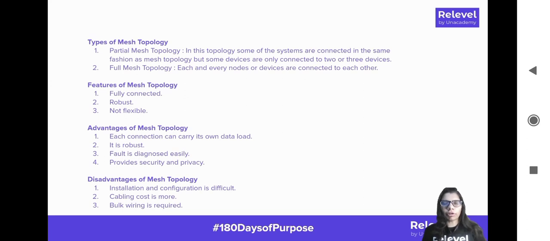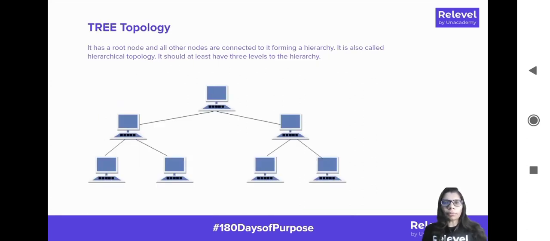Now let's move forward to the next topology, that is tree topology. So tree topology is just another type of star topology. This particular topology has a hierarchical flow of data. As you can see in the diagram, from the top node, data is flowing to two devices, and then those two devices pass that data to their child devices, or you can say child nodes. So here we are following a hierarchy.